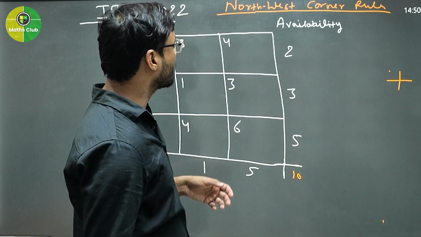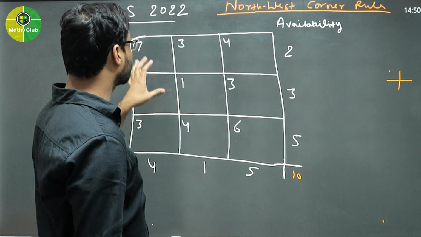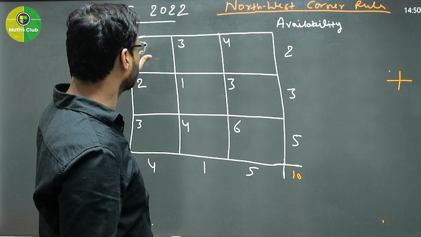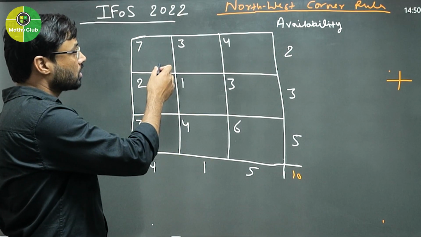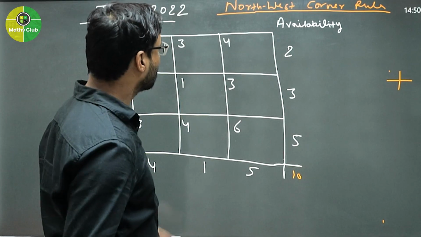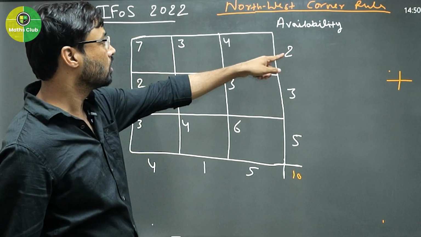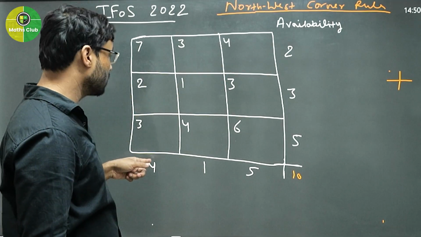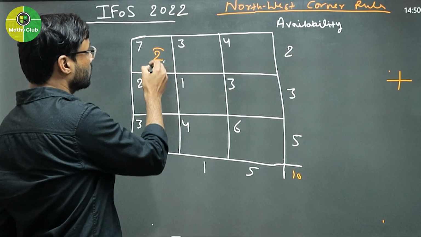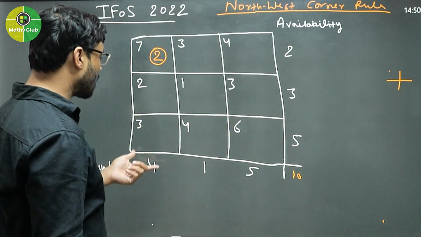Now we will start to find the initial feasible solution by the northwest corner rule. The rule says first pick the northwest corner, and in this corner allocate as much as possible. So pick the first cell and put the maximum value this cell can get. Here availability is 2 and demand is 4, so we can allocate 2, and then update everything.